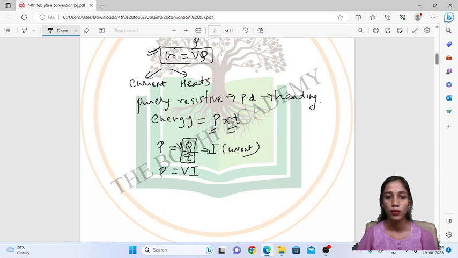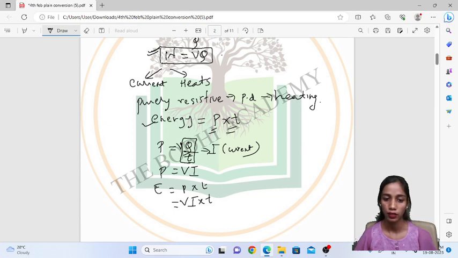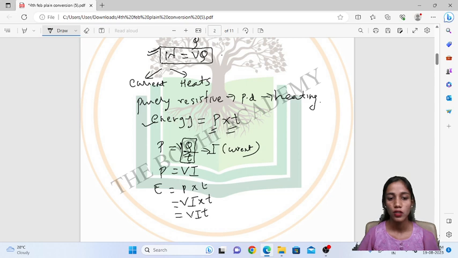Now I have to write energy. What is energy? We know that energy is P into T. So energy is equal to P into T, and we have just now seen that P is equal to VI, and this we just multiply with T. So now the answer will be VIT. Okay, so this is said as heat. The energy is expended as heat. So this formula is used as the formula for the heat.